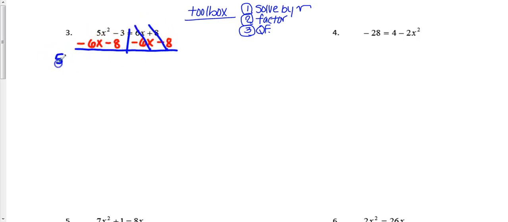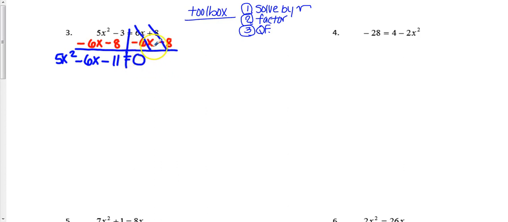(5x squared) is still here because there is no other x squared term. When I look at this side, there's no other term with x, so I know minus 6x will also come down. And then last but not least, -3 minus 8 is a -11. Now set equal to 0.